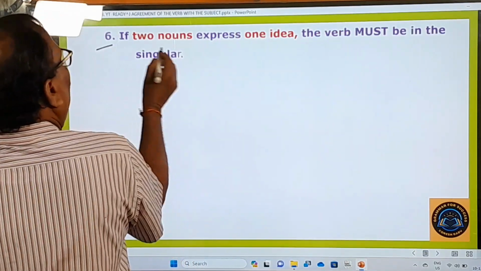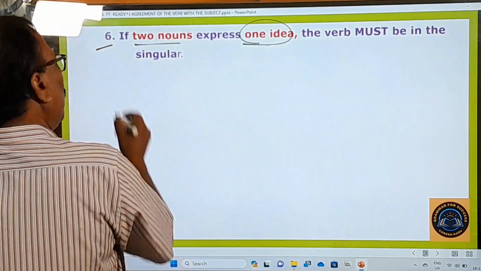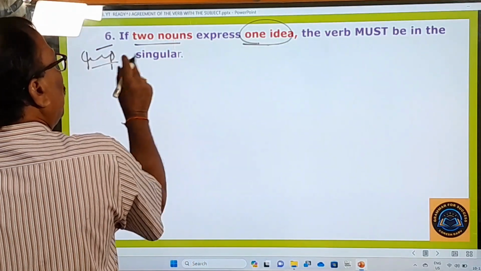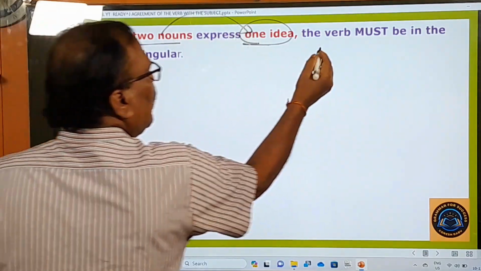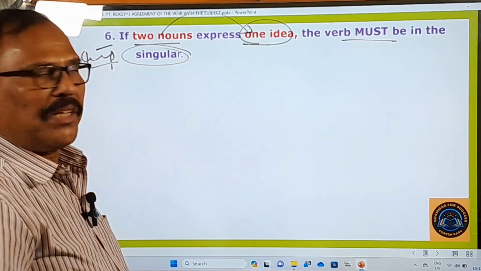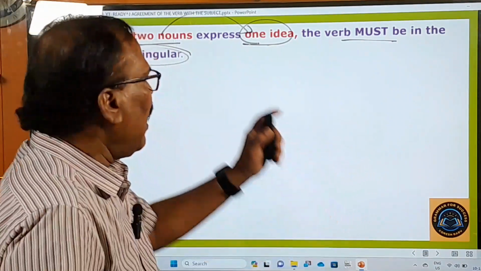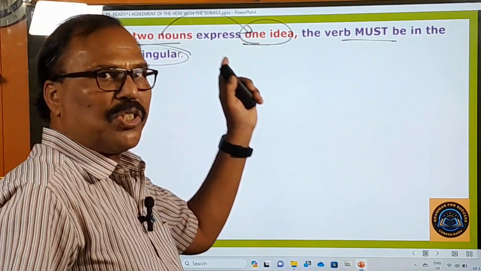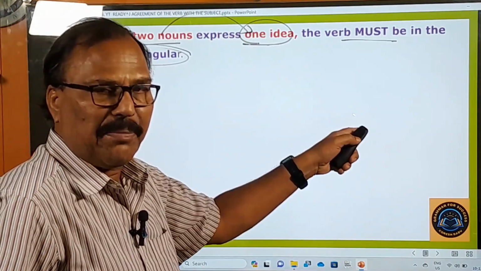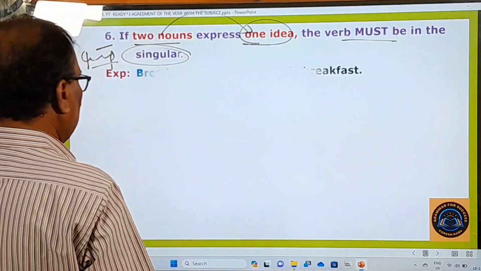Sixth one is there. If two nouns express one idea, so this is again going to be a very important rule. If two nouns express one idea, the verb must be in the singular. If the two nouns together express one idea, the verb that is used after them must be in the singular. How? Let us see that here.